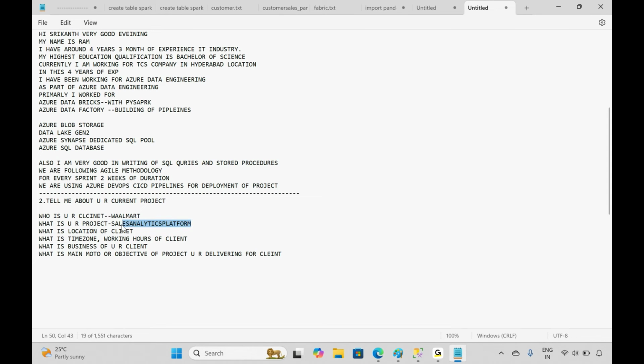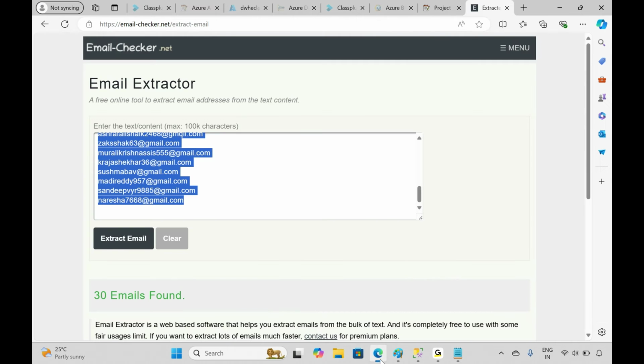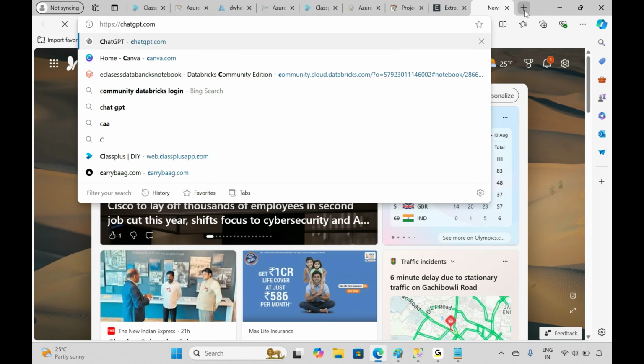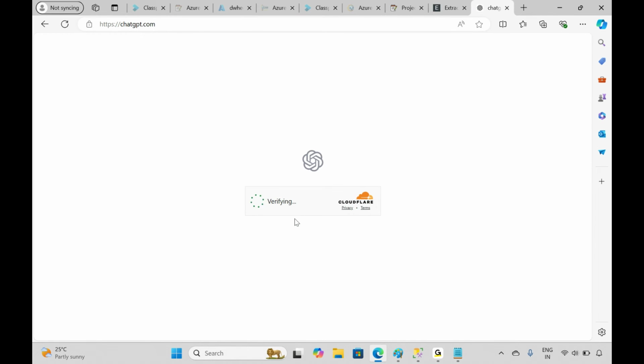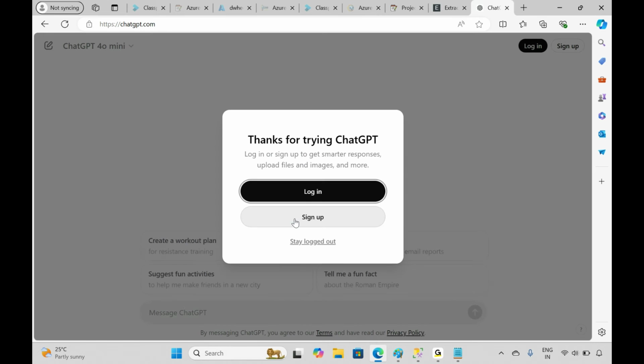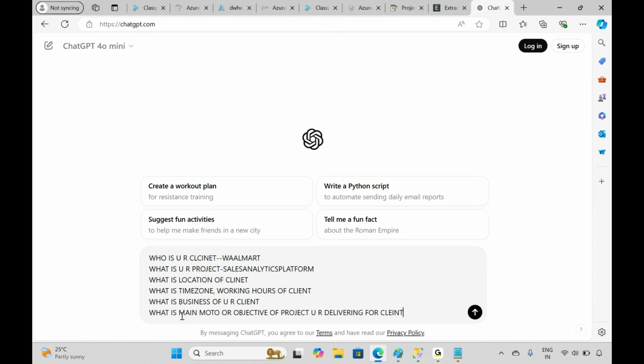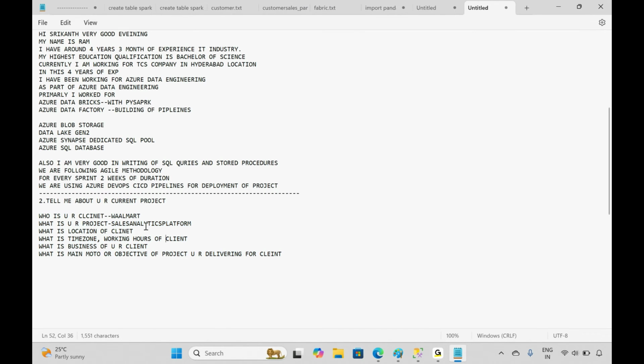What is the client location of the Walmart? I don't know. This you need to do your research from your end because you are going to keep a client name, project name, and all those things. Whenever you want to identify the client name, first you need to decide the domain name. Yeah, this is also very important.